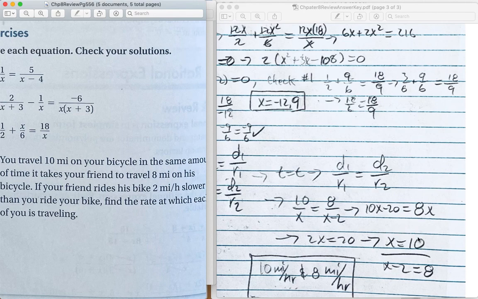So you traveled 10. Your friend traveled 2 miles less than that, so your friend traveled at 8 miles per hour while you traveled at 10.